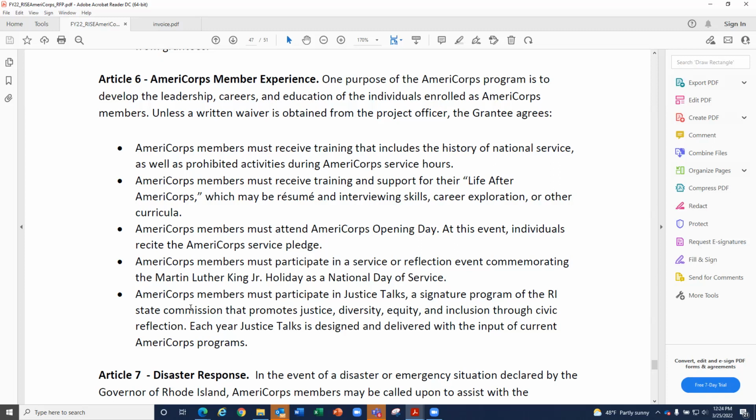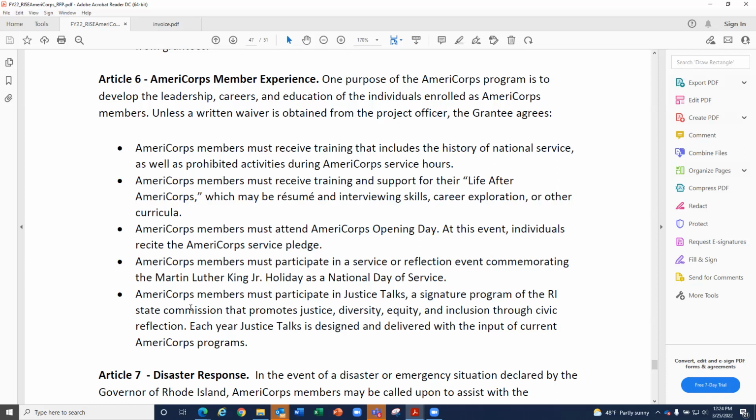We also want to know that our Americorps members are receiving some support from programs for their life after Americorps, that transition as they exit the program, tailored to what they're interested in, whether that be in a career or education. I mentioned before that we want Americorps members to attend our opening day event, our Martin Luther King holiday.